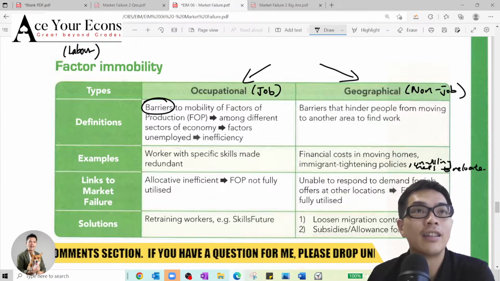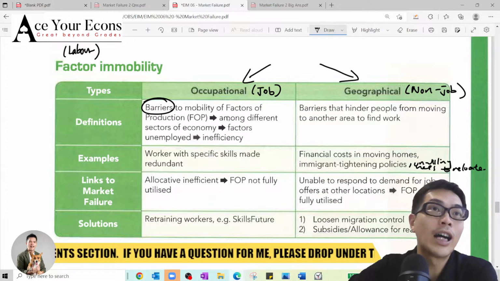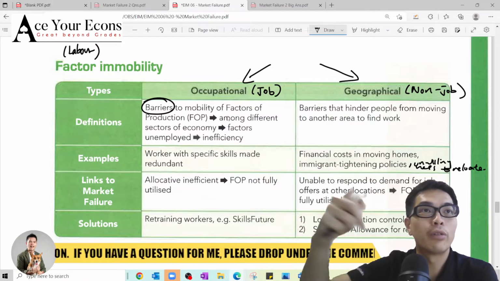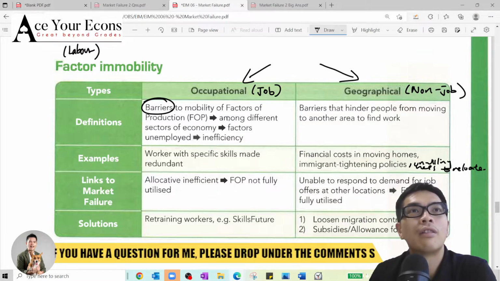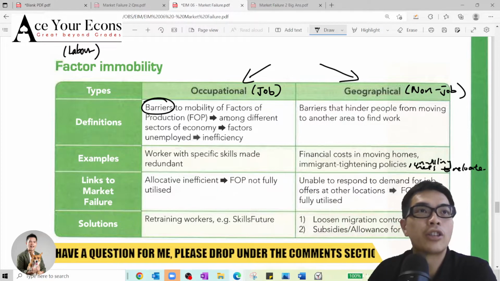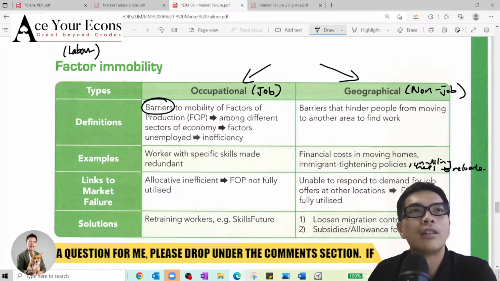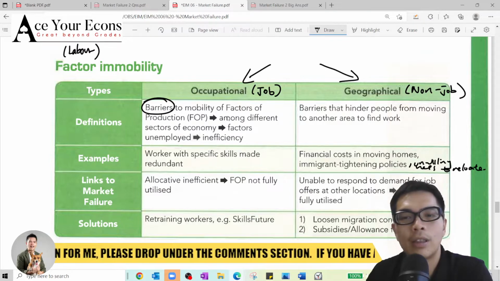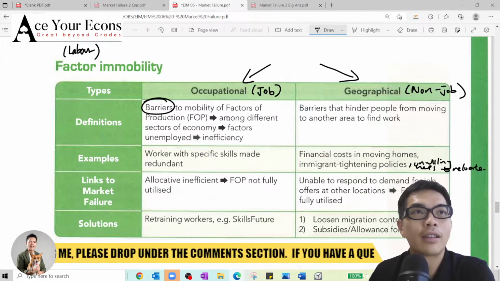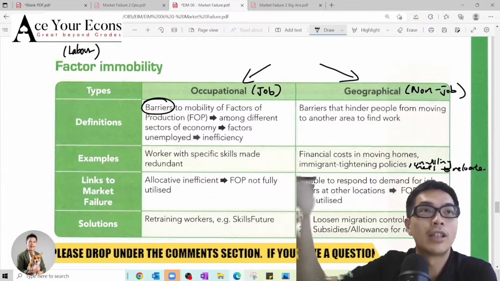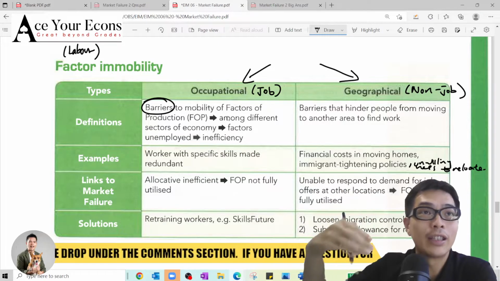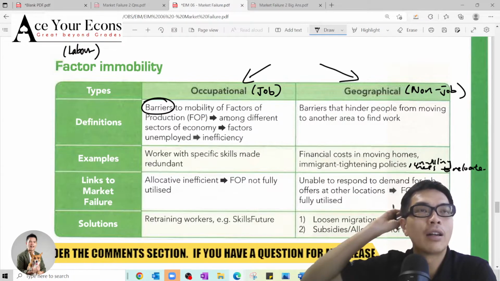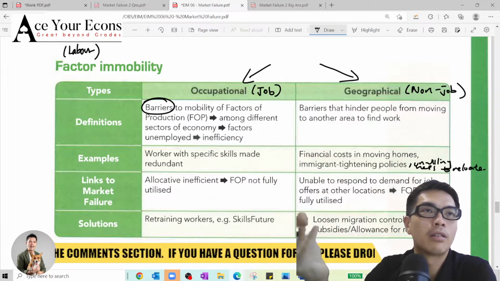You see unwillingness to relocate, family ties. So if right now I ask you to relocate to Shanghai, there's a better job opportunity in Shanghai, would you want to relocate? You guys know what's happening in China now, right? So this is a classical example of geographical immobility, because right now China is preventing foreigners from coming in the first place. And even if they open up, people don't want to relocate there because of very stringent COVID rules there, right?